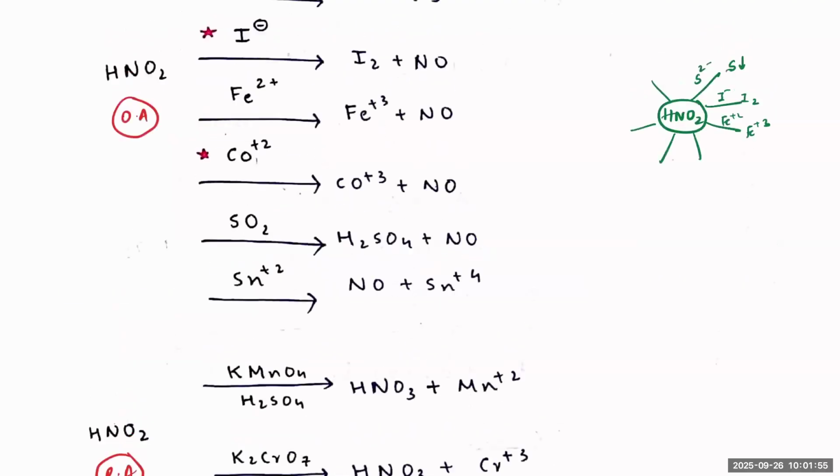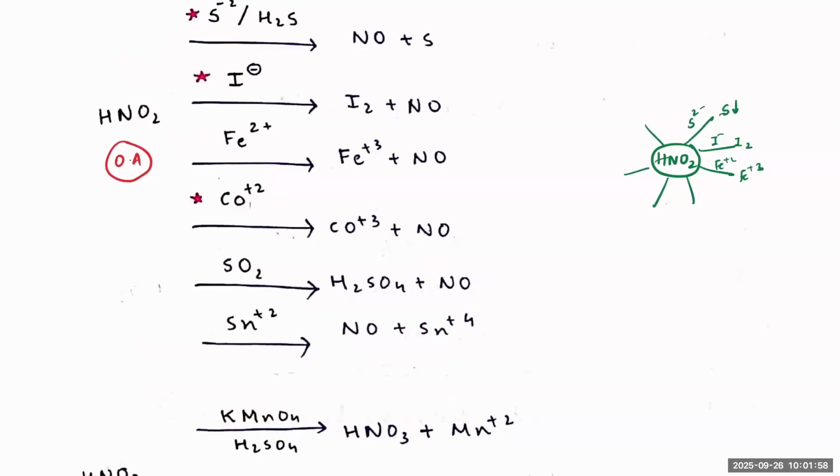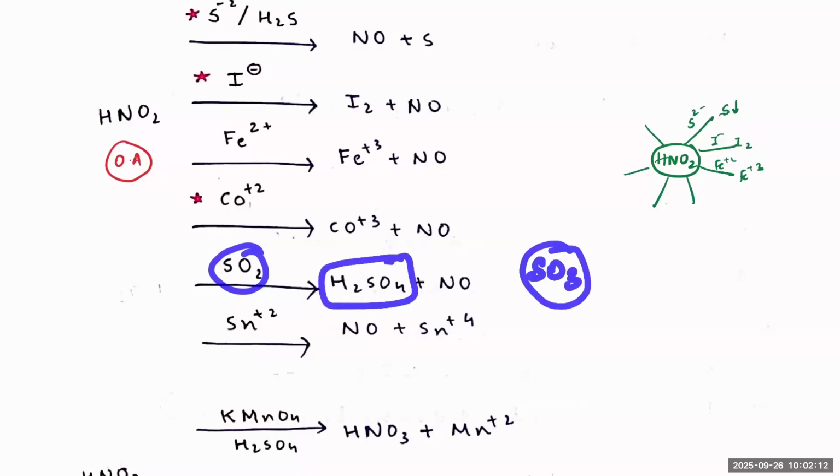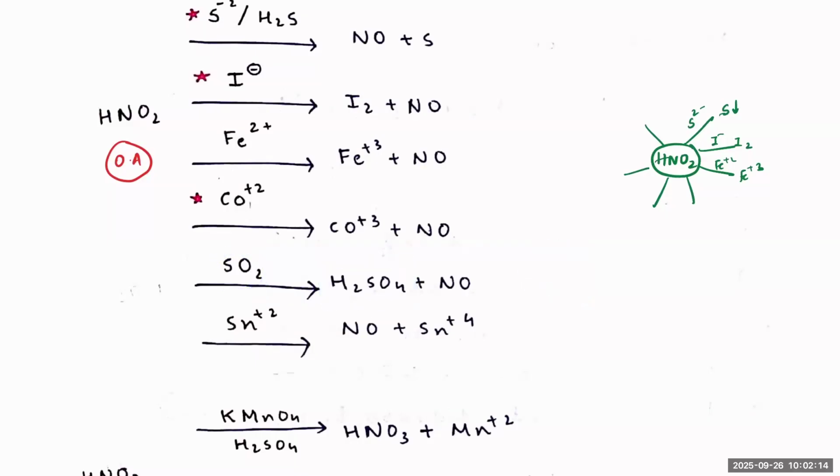But what happens to the H? In all of them except SO2? SO2 is also converting into SO3, and SO3 in aqueous solution is H2SO4. For example, in Fe2+, we get Fe3+ and NO. So what happened to the H? It's just floating around in solution.